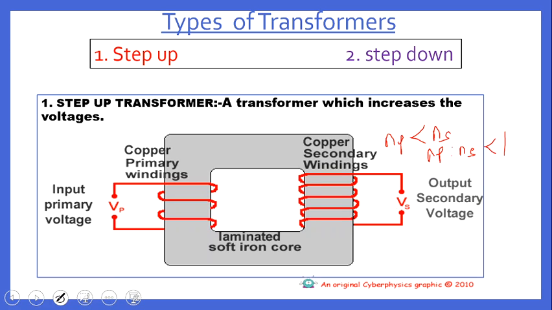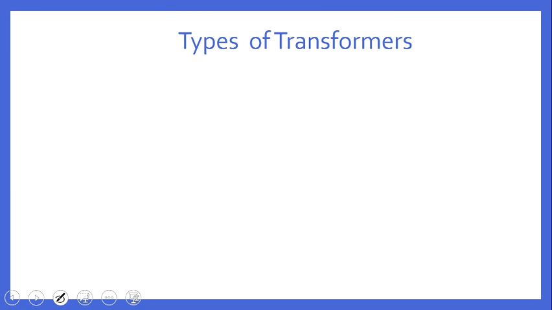The ratio of the number of turns of coil in primary to that in secondary is less than 1. Or alternatively, you can say the ratio of the number of turns of coil in secondary to that in primary is greater than 1. I just inverted the two. Two of them are still the same thing.